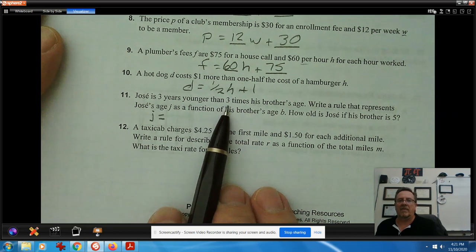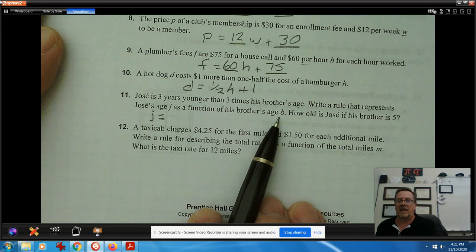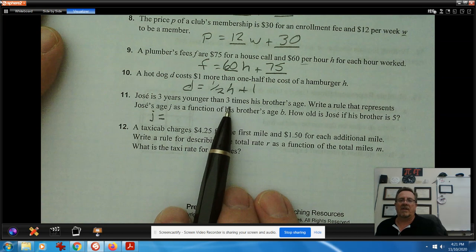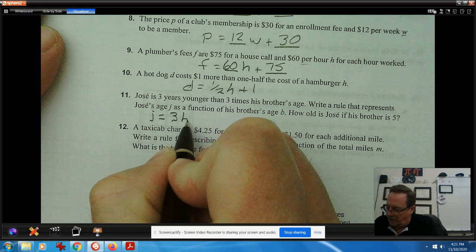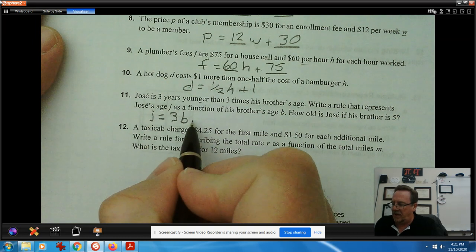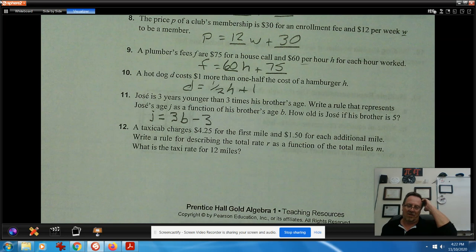But how could we write 3 times his brother's age? Well, if his brother's age is B, and you're going to do 3 times that, you're going to have 3b. And remember, we're going to be 3 years younger than that, so we're going to subtract 3. So Jose's age is 3 times his brother, but then you subtract 3, right? Now, that's our rule. How old is Jose if his brother is 5?